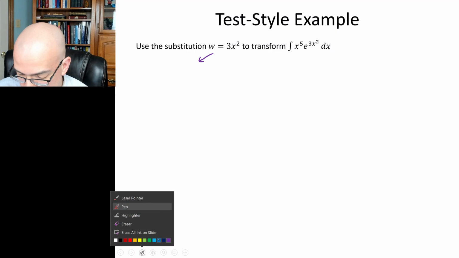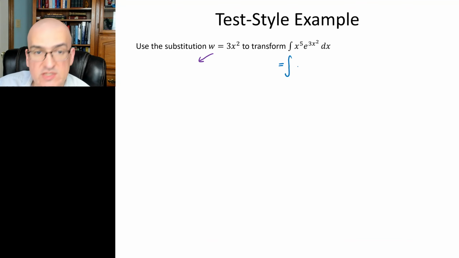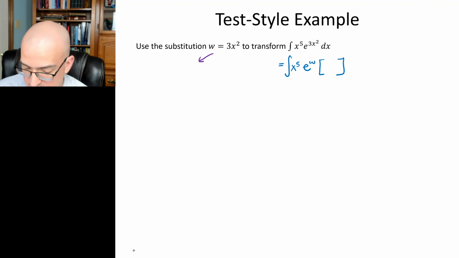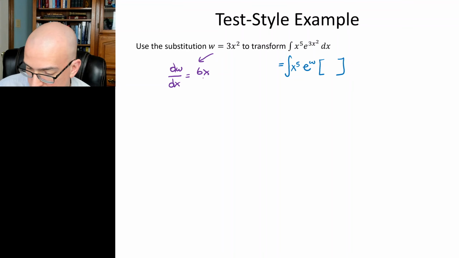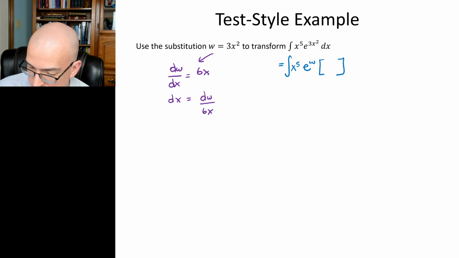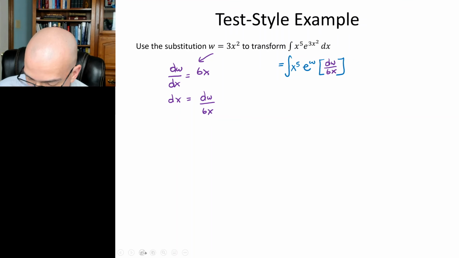I'll start the transformation process. We have antiderivative. I'm replacing the 3x squared with a w. So this x to the power of 5 is going to stay there temporarily. E to the 3x squared becomes e to the w. And we know that the dx has to be replaced by a dw term. I'm going to take the derivative of the substitution. dw by dx is 6x. Rearrange, we get dx is equal to dw divided by 6x. So dw over 6x. And then simplify.